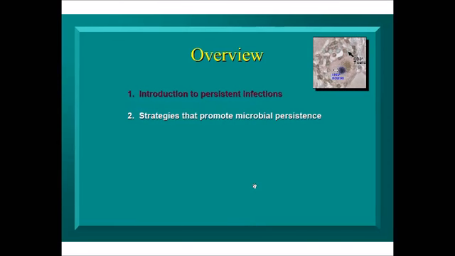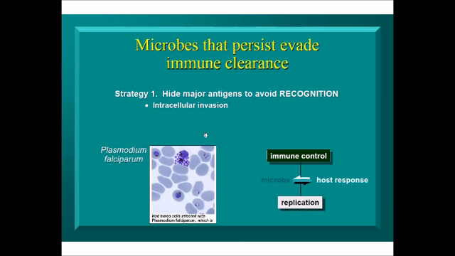So that's it. That's all persistent infections. That's the basic dynamic. So now let's talk about the strategies that different infectious agents use in order to ensure that they can persist. So one of the first strategies is that what the immune system is relying on to detect an infectious antigen are foreign proteins, that is the major antigens of the infectious agent.